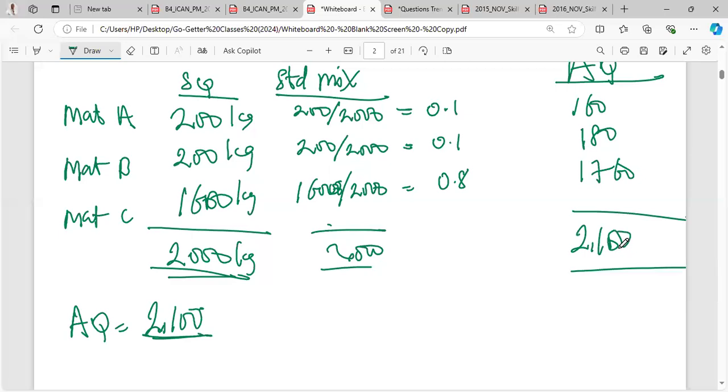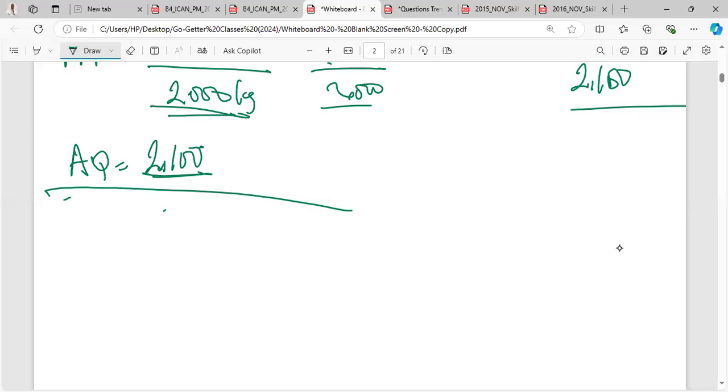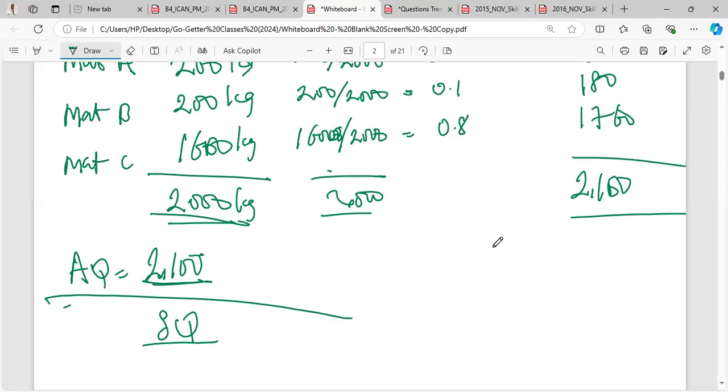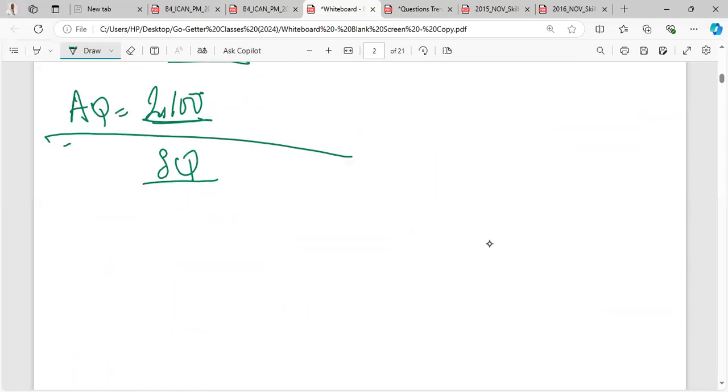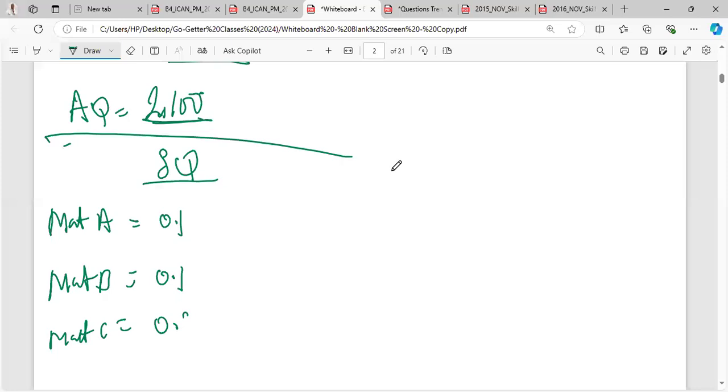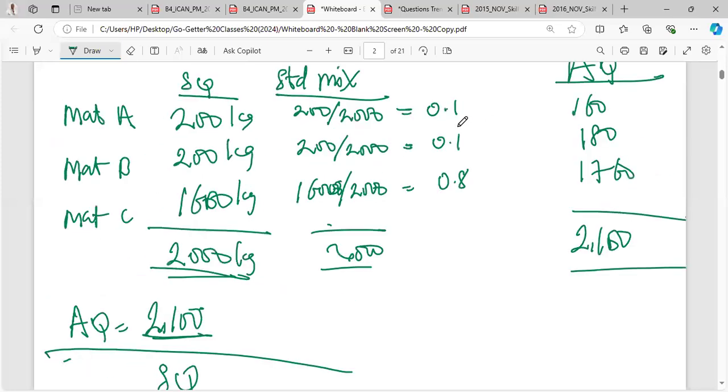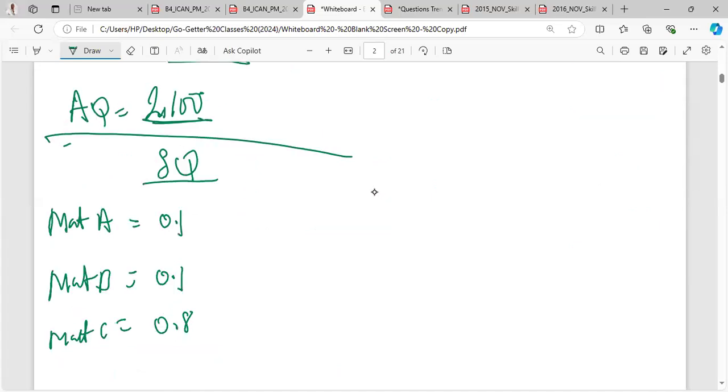So it means that our standard quantity will be for material A, material B, and material C: this was 0.1 before, this is 0.1, and this is 0.8. So what we did the first time was to get the standard mix. The first thing is to get your standard mix, then we use it to multiply this actual quantity.